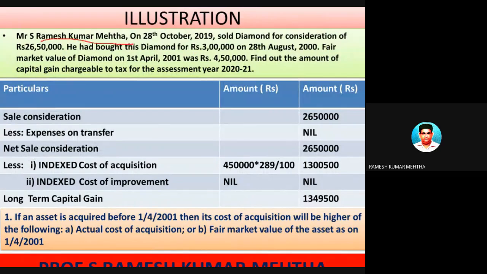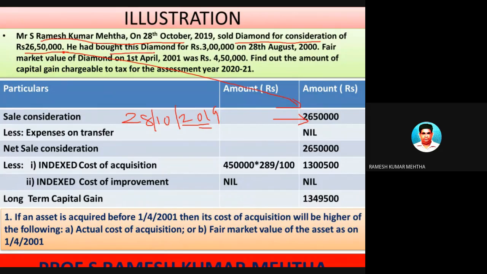Mr. Ramesh Kumar Mehta on 28th October 2019 sold a diamond for a consideration of 26 lakh 50,000. So he has sold this diamond, which he purchased some time back, on 28th October 2019 for 26 lakh 50,000. Number 1 point: the sale consideration you got.